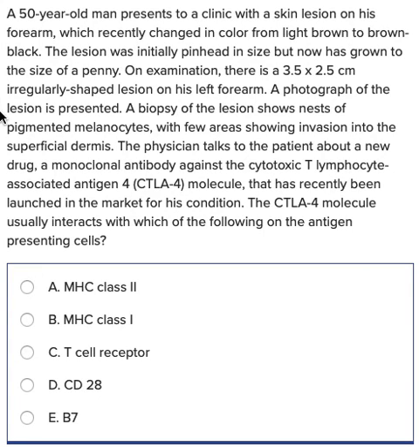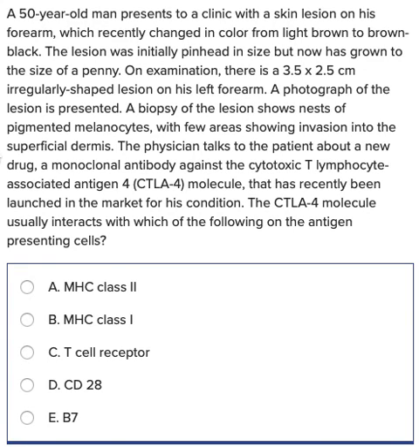A photograph of the lesion is presented. A biopsy of the lesion shows nests of pigmented melanocytes with few areas showing invasion into the superficial dermis.